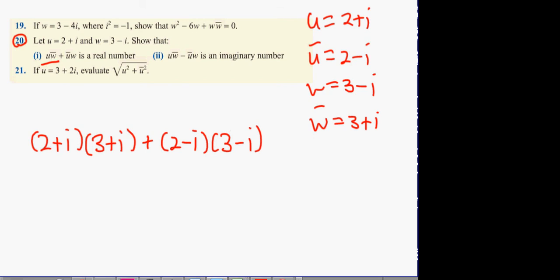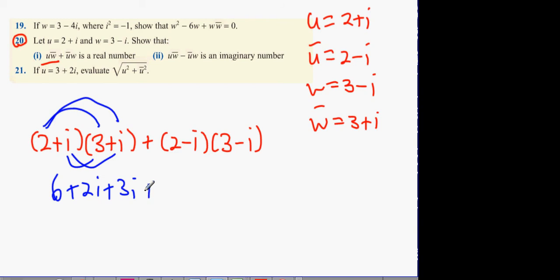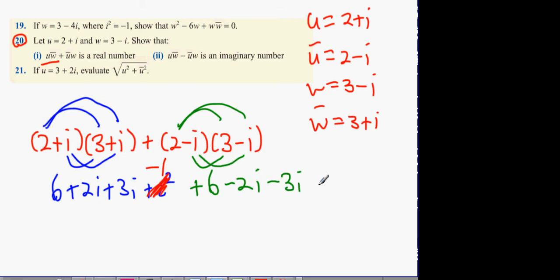Now, it's a bit of multiplying, but apart from that, it's not too bad. 2 times 3, 6. 2 times i, 2i. 3 times i, 3i, and then i squared. Okay? And then you can change that i squared into minus 1. Just get rid of it, okay? Then this part here, 2 times 3, 6. 2 times minus i, minus 2i. 3 times minus i, minus 3i. Minus i by minus i is plus i squared. Once again, you can get rid of it and put in a minus 1.